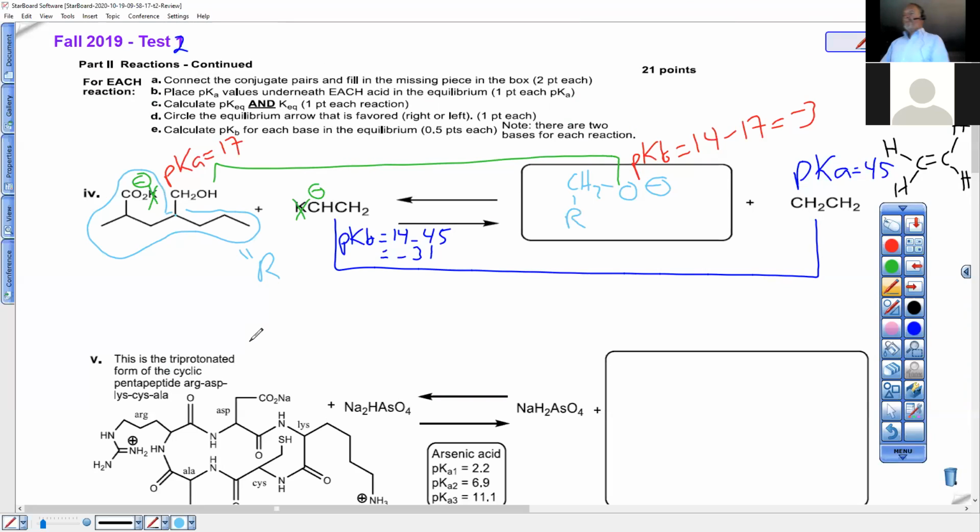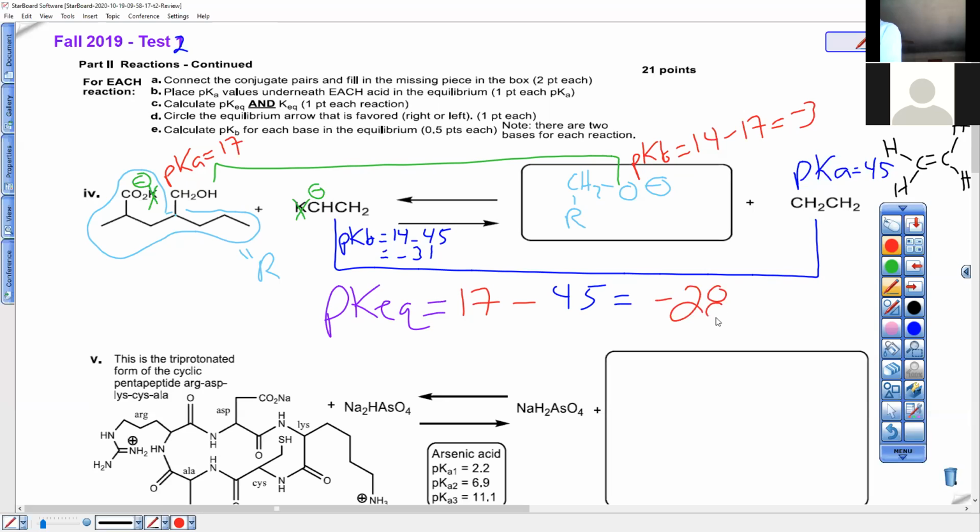If we haven't finished with our pKeq, pKeq is always left acid, which was 17, minus the acid on the right, which was 45. And here's where, no calculators, you might mess up. It's -28. If you showed your work and got negative 38 by mistake, I'd still give you a quarter point. If you just wrote the wrong number for pKeq, I can't help you. All right, just verify 17 plus 28 is 45.